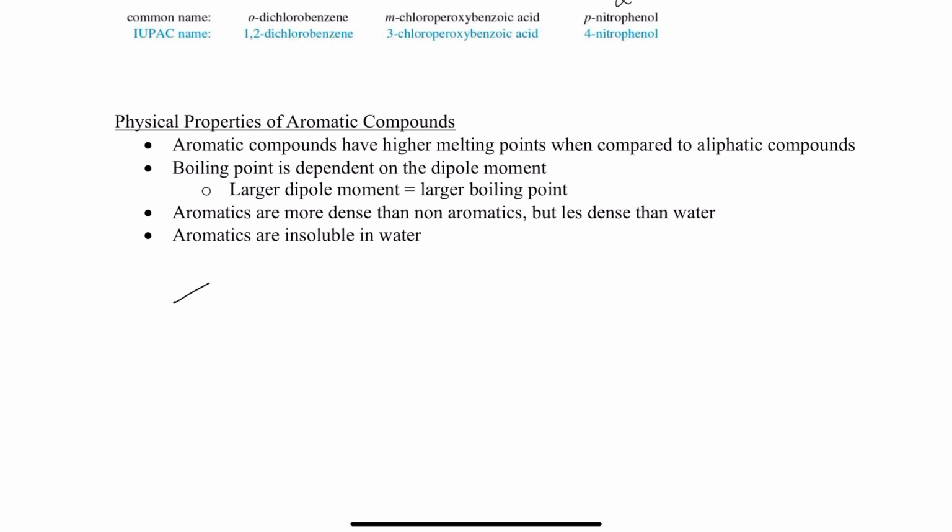And this is how using our 1,2, 1,3, or 1,4, our ortho, meta, and para, is going to help us determine physical properties. If you had to rank 3 structures in order of increasing boiling point.